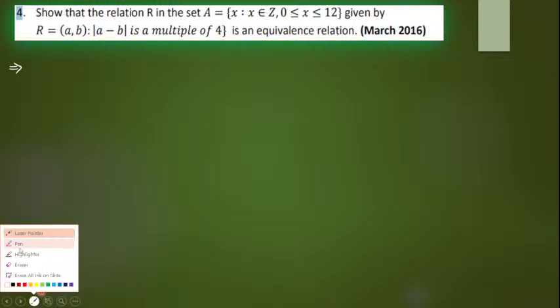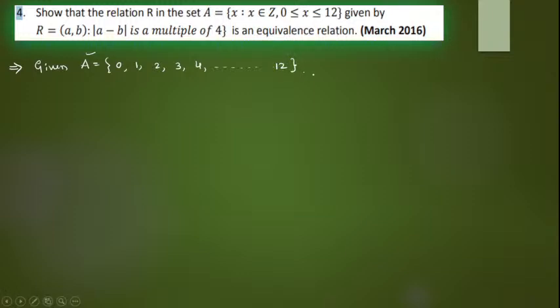We'll see what is given. First you have to write the given data. Given that set A, your relation R is defined on set A, which contains integers x from 0 to 12. Since it is greater than or equal to 0, you have to consider 0 also. So 0, 1, 2, 3, 4, and so on to 12. Okay?